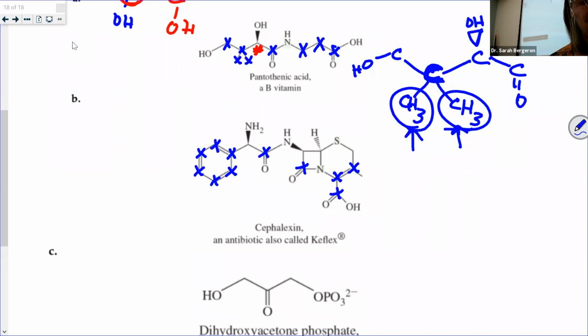So let's come in from the left, and we're gonna go from left to right. We're gonna look at carbons. So this one that has the NH2 attached to it.